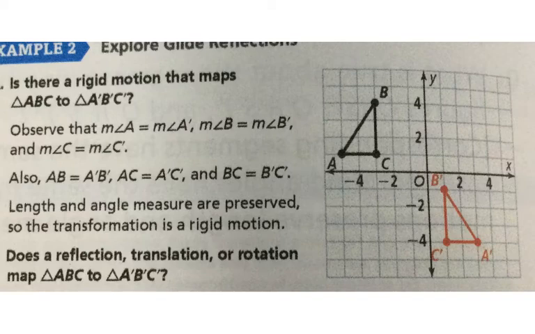I just looked at it. Okay, so from C to the line would be 2, and then from the line to C prime would be 2. From B to the line is 2, B prime to the line is 2. From A to the line would be 1, 2, 3, 4. From A prime to the line would be 4. So yes, we could definitely reflect it over this line, x equals -1. So I have a reflection over the line x equals -1.